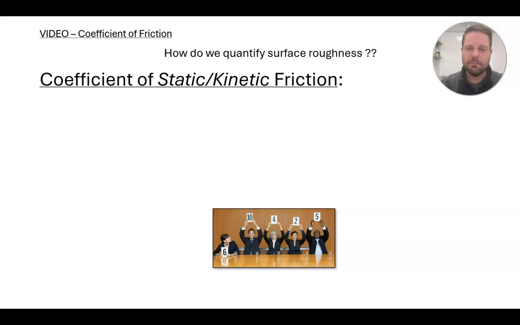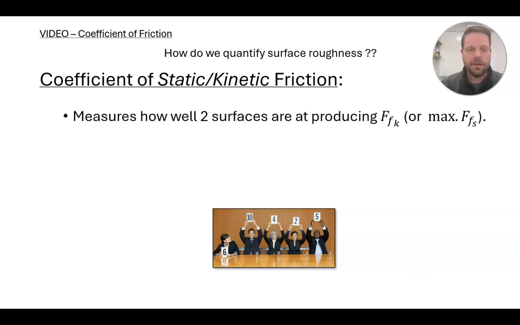So that value, that rating that I was using as an example of like a 10 scale, that's actually referred to as the coefficient of static friction. We just want to get rid of the opinion aspect of it. And so how do we want to get that value? How do we obtain it? If we don't want to just estimate it, what equation can we use to predict how rough that surface is if it were on a 10 scale, for example? So this coefficient of friction is going to measure how well the two surfaces are at producing force of friction.